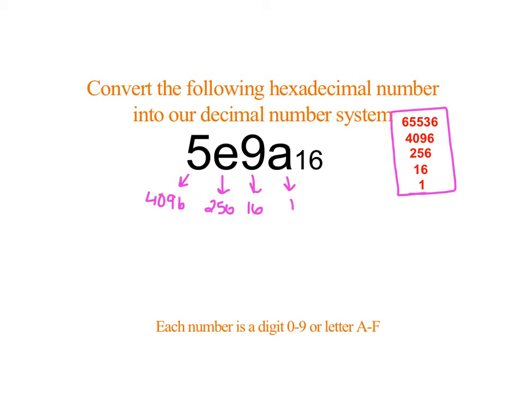Let's also think through the letters here because we need to know what the letters represent. I remember that A is equal to 10, so this is actually equal to 10 here. And then B is 11, C is 12, D is 13. So that means E is equal to 14. So this E right here is really equivalent to the number 14.